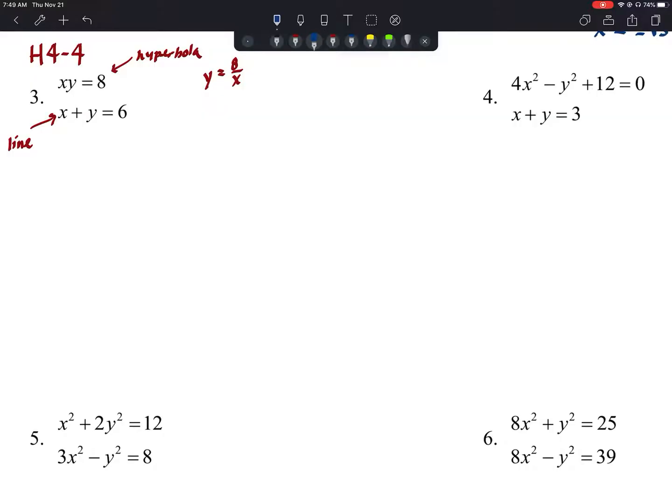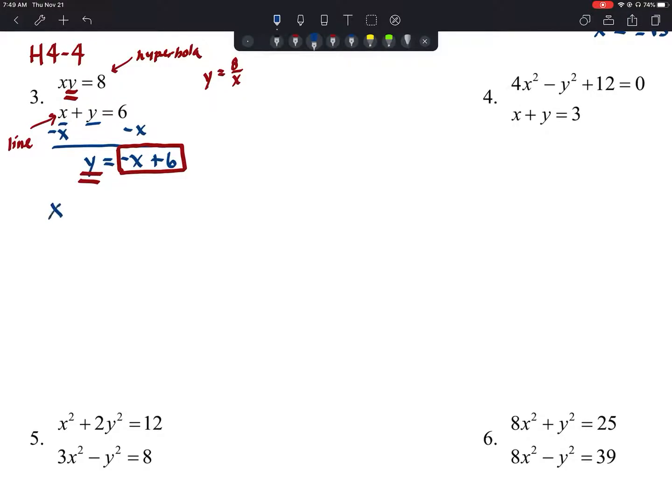What I'm going to look at doing here is x and y are pretty easy to get isolated. You could do either one of them. I'm going to go ahead and just subtract an x from each side. Now I have y is equal to negative x plus 6. And I'm going to take that expression, and since it equals y, I'm going to substitute it in for the y in the other equation.